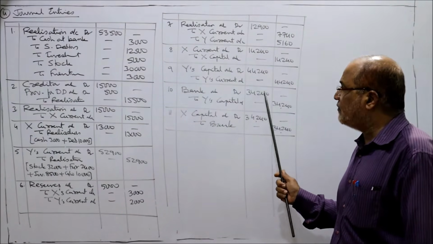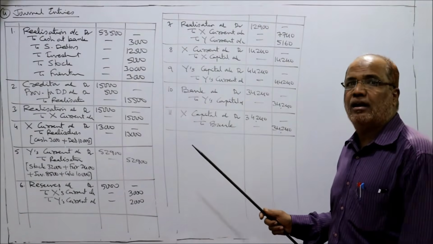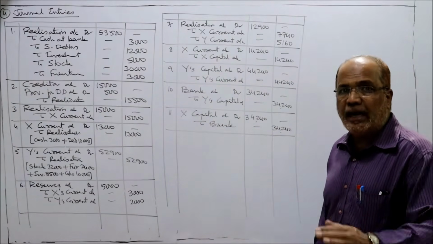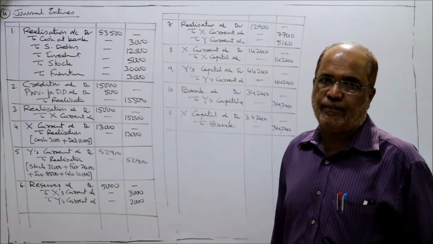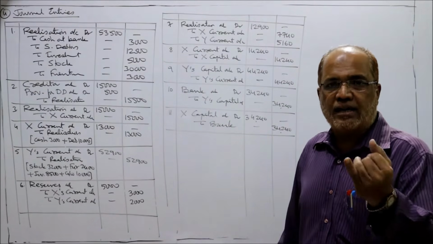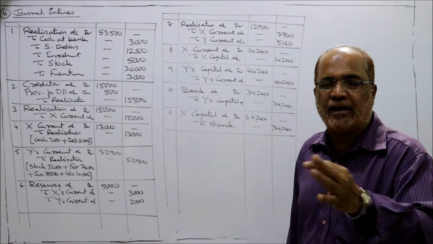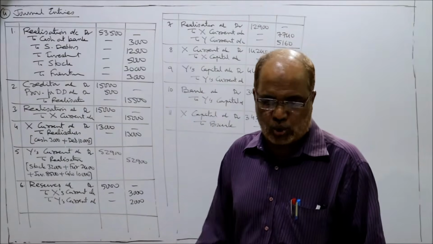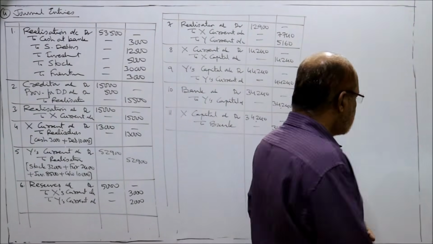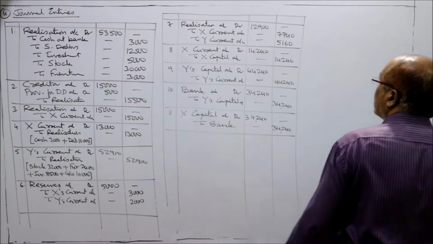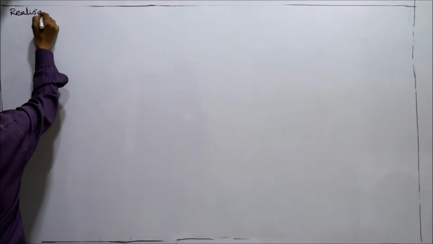And the cash that came, 34,240, has to be paid. To whom do we pay? To X. So X's capital account debit to bank. By passing this entry, X's capital account, Y's capital account and the bank account, all the accounts will get closed. Now I am writing these entries so that I can make the accounts. We'll make a realization account.